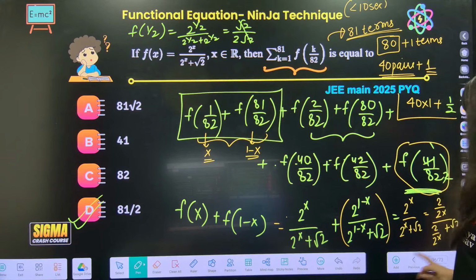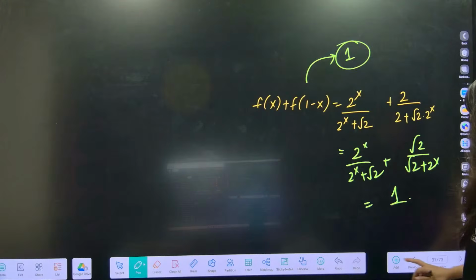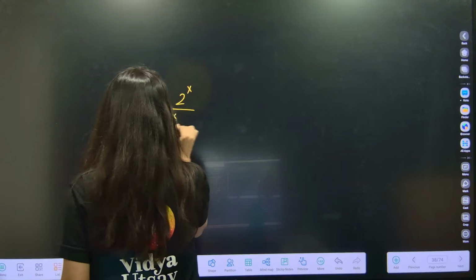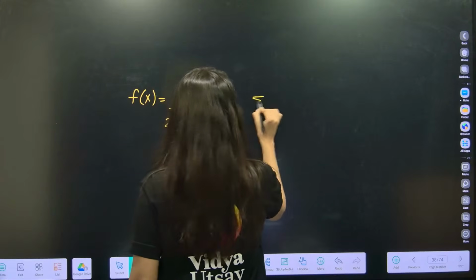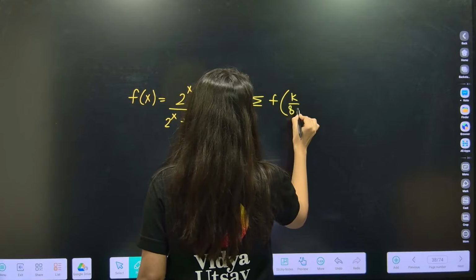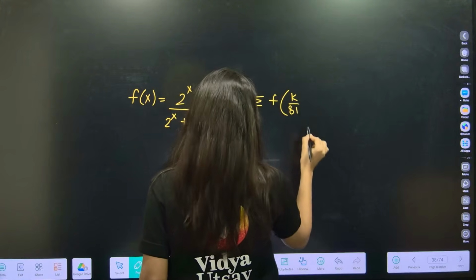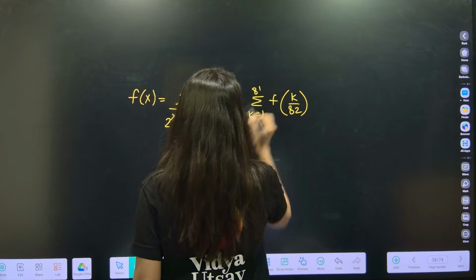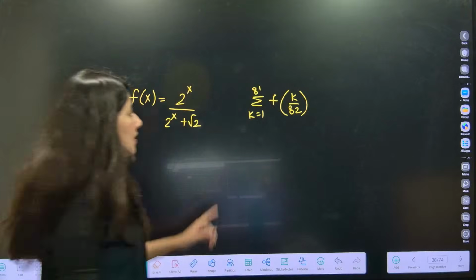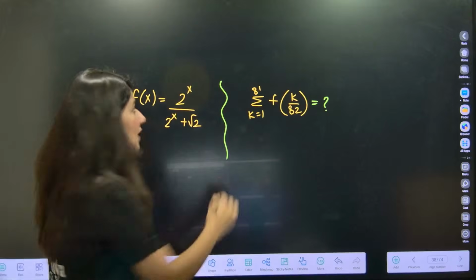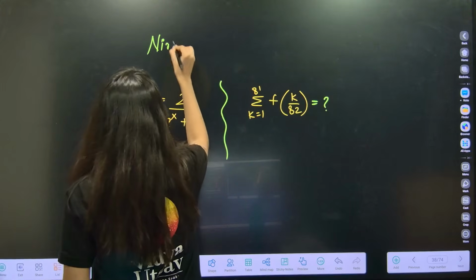So let me rewrite this question over here. What is the question? Ma'am, f of x is given as 2 power x upon 2 power x plus root 2, and you need to calculate the sum of f of k by 82, where k is equal to 1 to 81. Correct? 81 terms. This is what you need to figure out. This is what is given to you. This is the question, and the ninja technique is on its way.